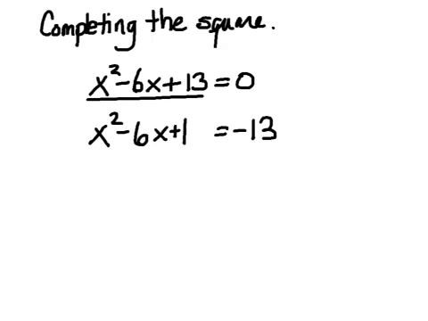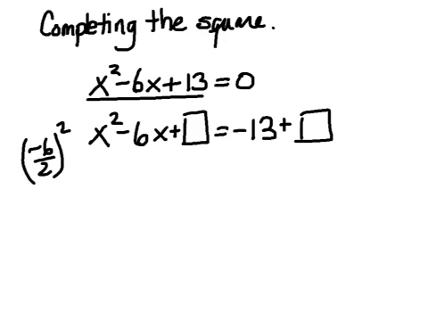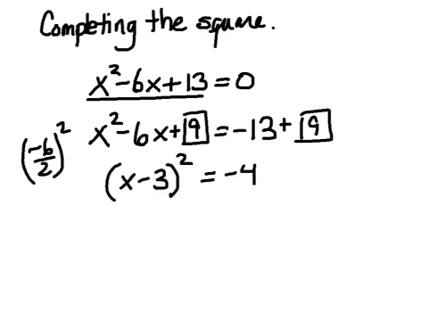And then I want to put a number here, and when I add to the left side, I need to add to the right side. I'm going to take the middle number, negative 6, divide by 2, and square it. So 3 squared, which is 9. This becomes x minus 3 squared is equal to negative 4.